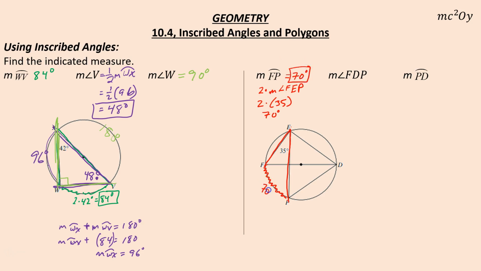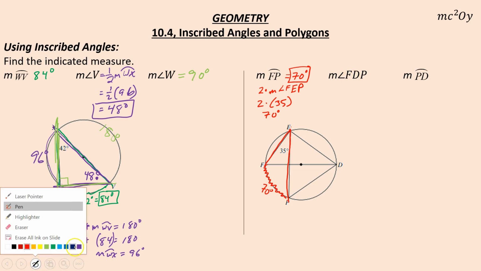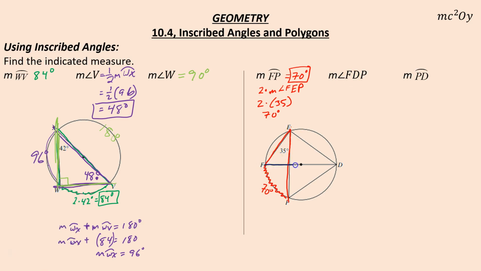Okay, so this arc. All right, well, measure of angle FDP. So let's switch up our colors here. We'll go F to D to P. Well, notice that angle is subtended also by 70 degrees. So it's 1/2 of arc FP. And we know FP is 70. So 1/2 of 70 is 35 degrees.